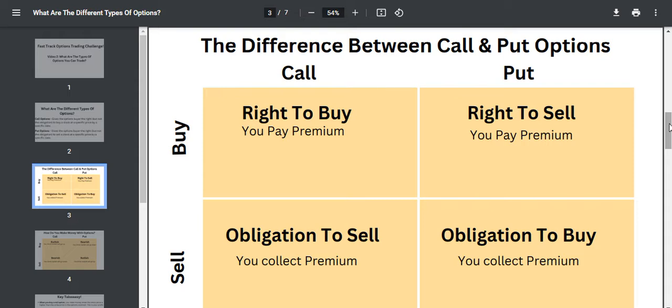You can also sell a call option, but if you do that, you have the obligation to sell the stock in the options contract if that option is exercised, but in order to take on that obligation, you collect a premium, which is the money you collect up front. But you can also sell a put, where you have the obligation to buy the stock in the options contract if it's exercised, but in order to have that obligation to buy, you collect a premium up front.